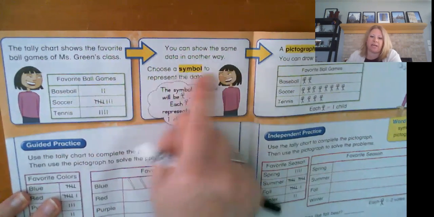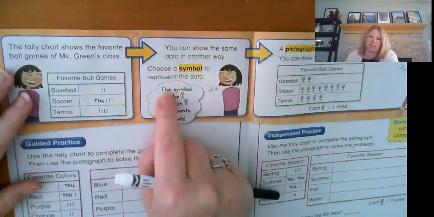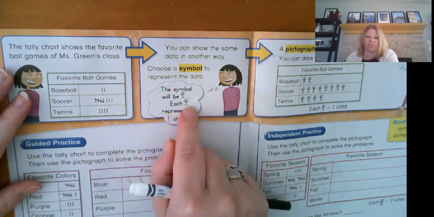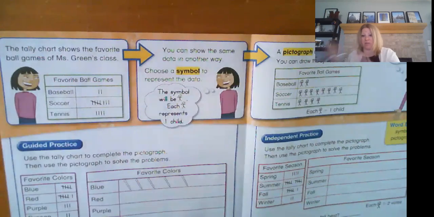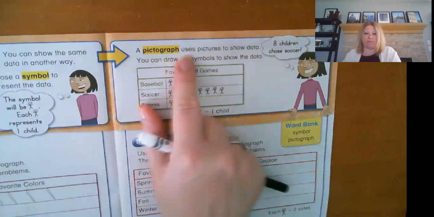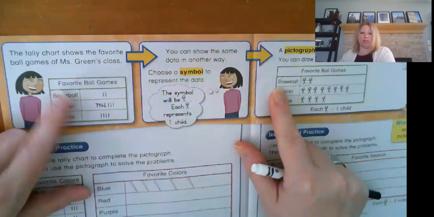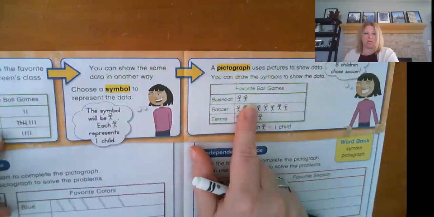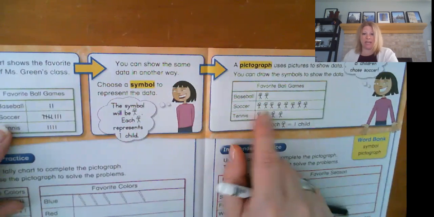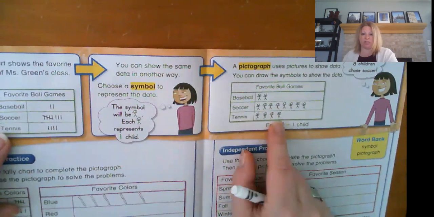You can show the same data in another way. You could choose a symbol that represents the data. So she's thinking the symbol will be a stick person, and each stick person represents one child. That makes sense since they interviewed kids, so they made little stick figures, right? So a pictograph uses pictures to show data. You can draw the symbols to show the data. For baseball, 2 kids voted for it, and they drew 2 stick people to represent that. Soccer was 8, so they drew 8 stick figures. And tennis was 4, so they drew 4.